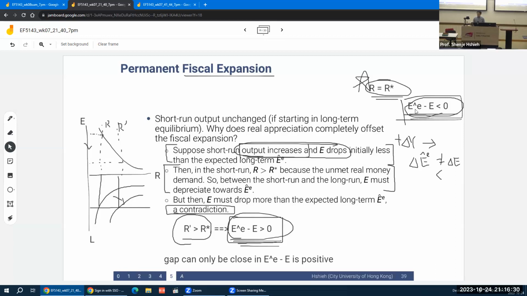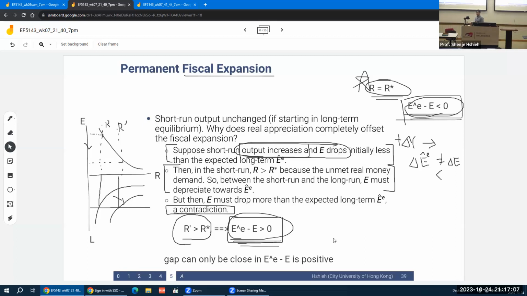Conclusion 1 says this difference is negative. Conclusion 2 tells us that this difference is positive. These are two things that cannot coexist, right? It's a contradiction. It's like two people being in the same place at the same time. It's impossible. So we must therefore revoke our initial assumption that there is indeed an output effect. And so based on this special case, a permanent fiscal expansion must lead to a zero output effect.